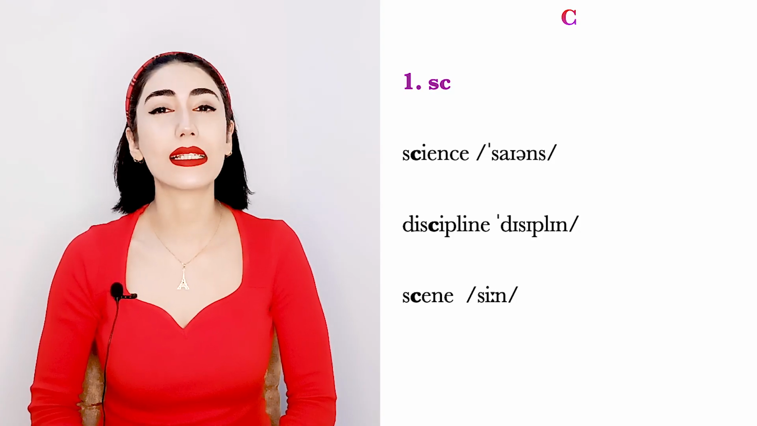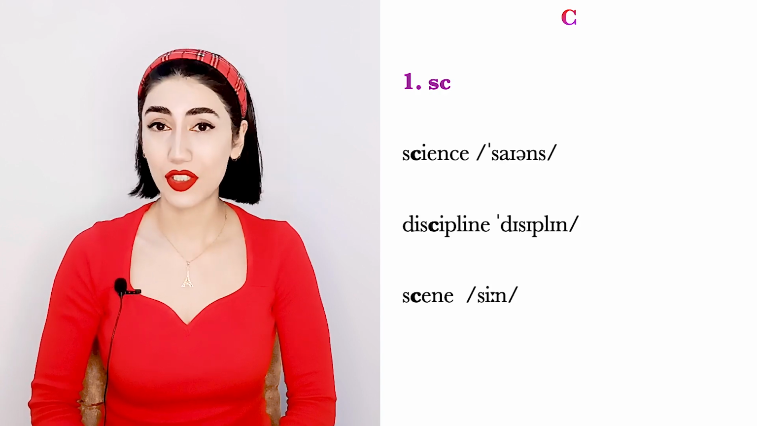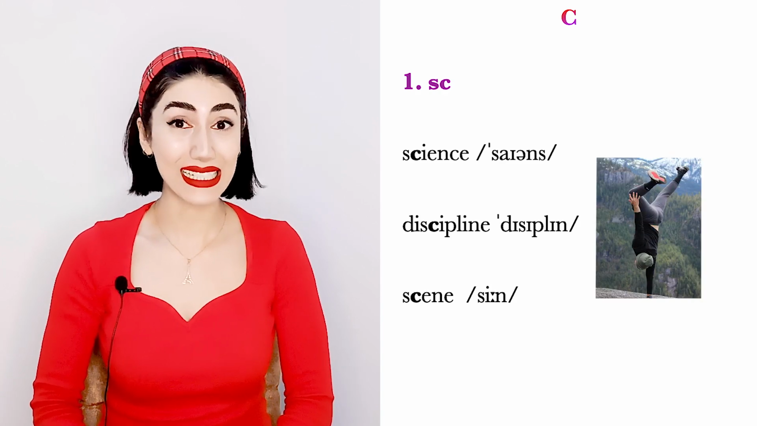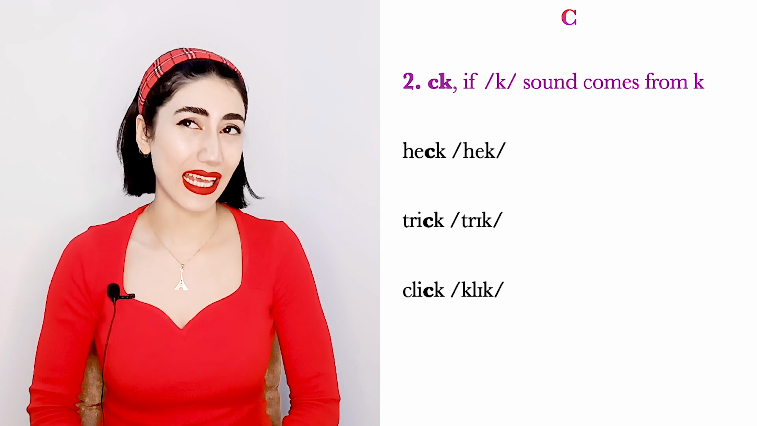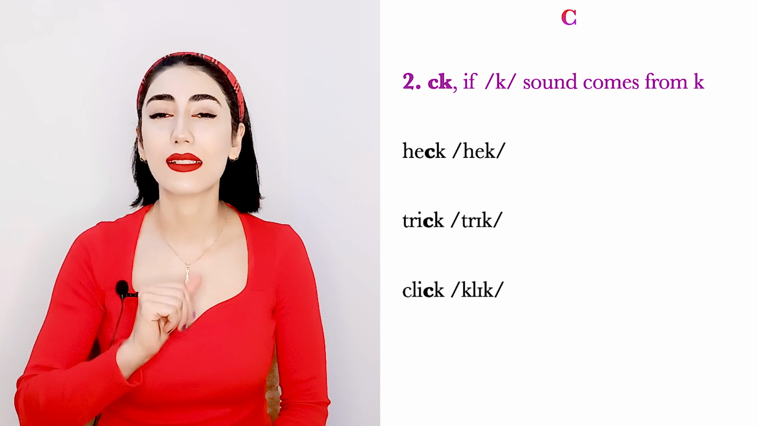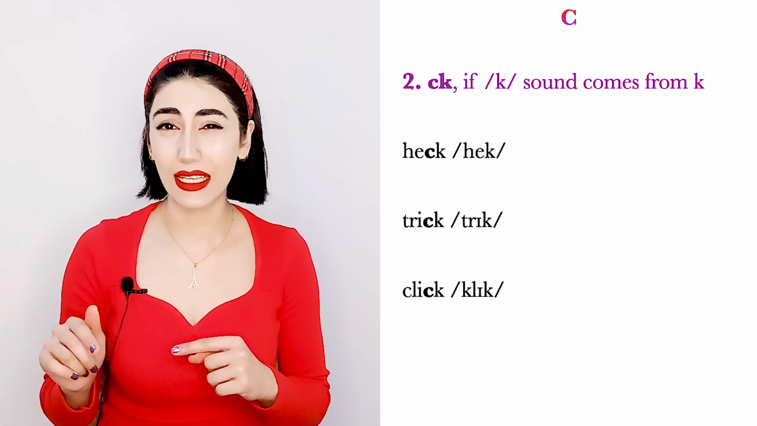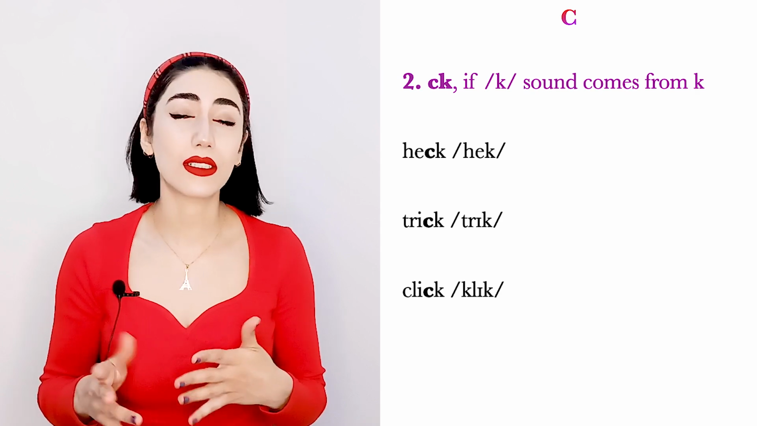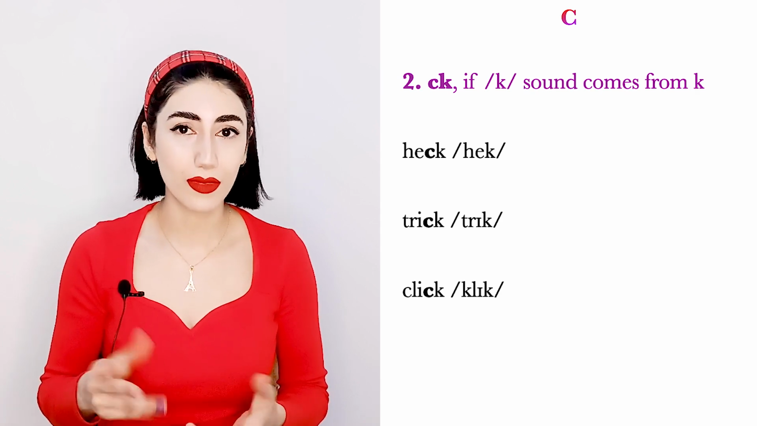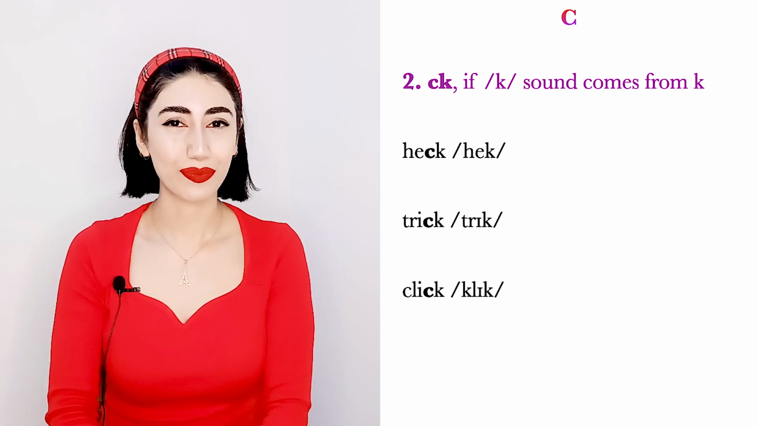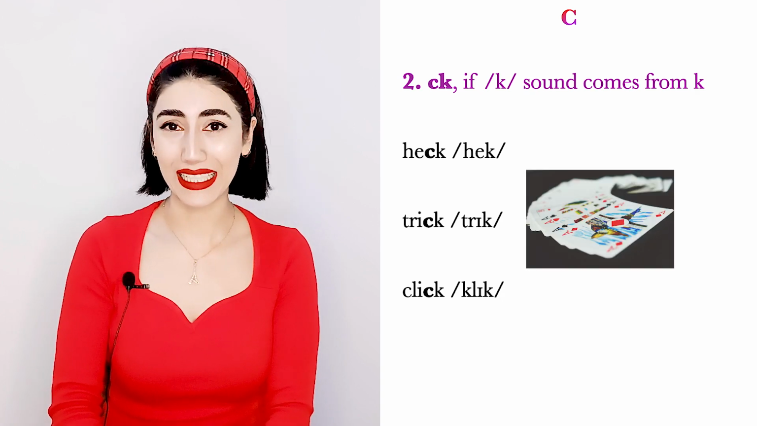C, again in 2 situations. 1, when there is SC, such as in science, discipline, scene. Then CK. Actually, it depends. If you consider the K sound because of K in CK, then yeah, C is silent. If you consider the K sound in both, then no, it's not. Such as in heck, trick, click.